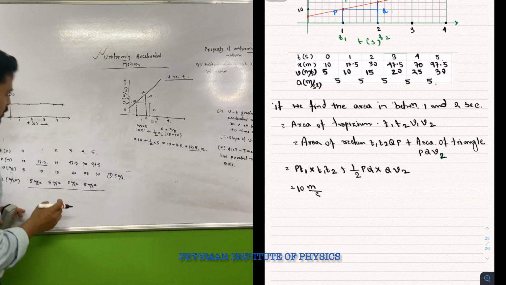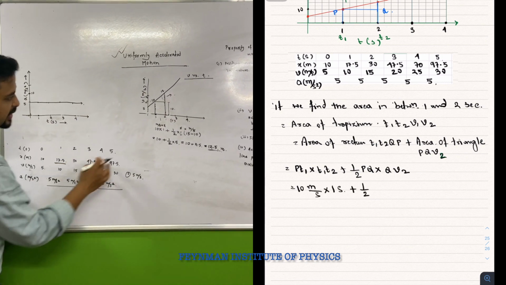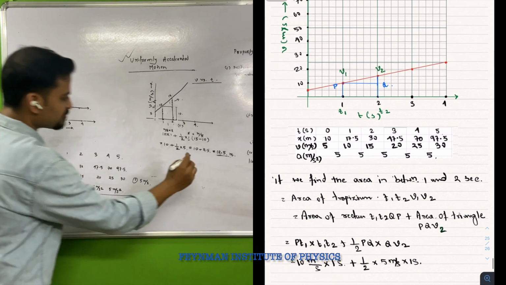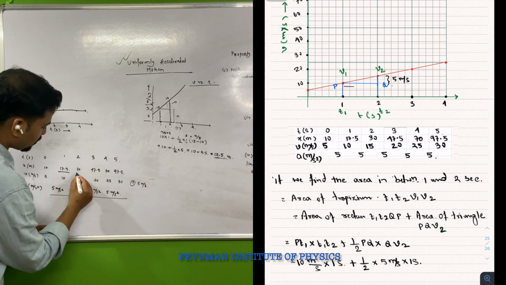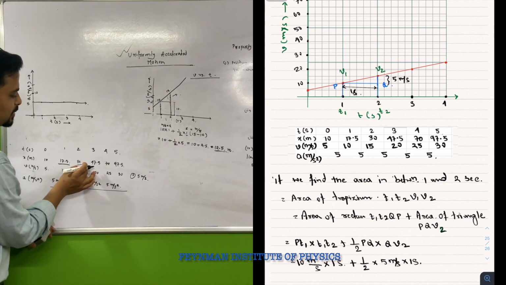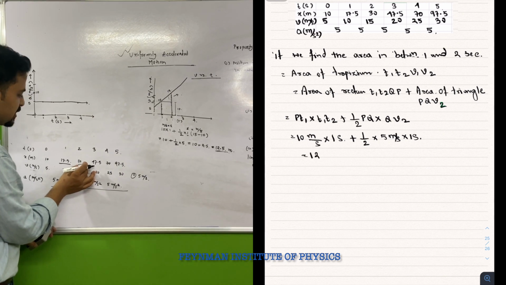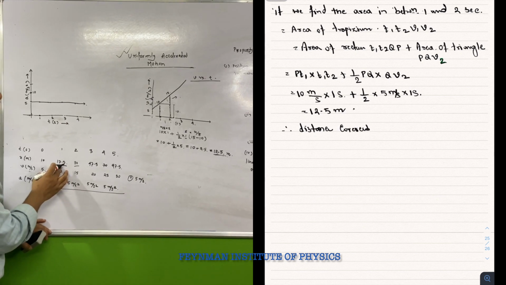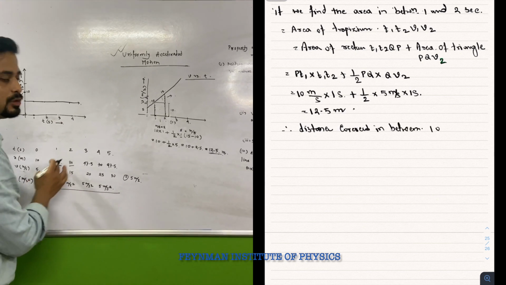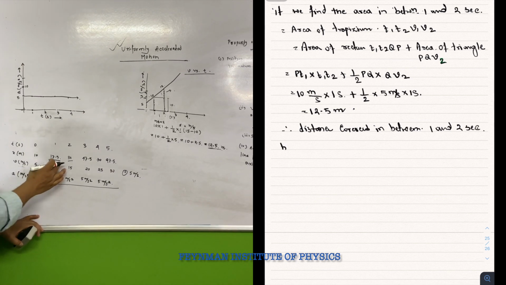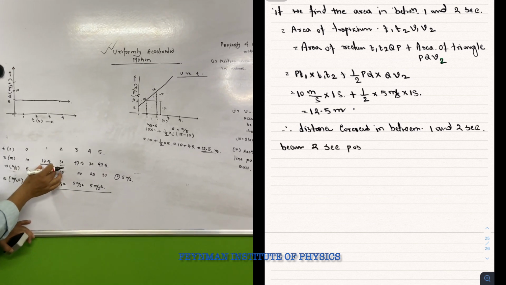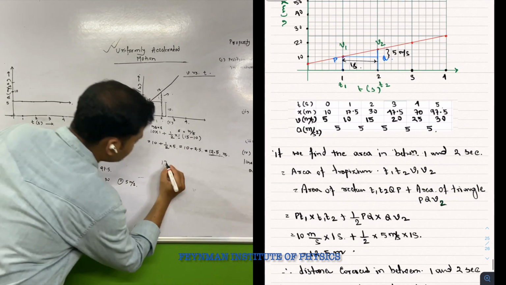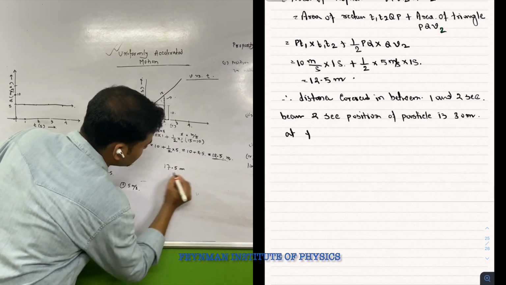Because we can see that in between 1 and 2 seconds, the particle is actually traveling a distance of 12.5 meters. We can see from the table of data that at 2 seconds the particle is 30 meters away from the origin, and between 1 and 2 seconds it is traveling 12.5 meters. If you look at the displacement time graph of the particle, you can find that at 1 second the particle is situated 17.5 meters away from the origin.